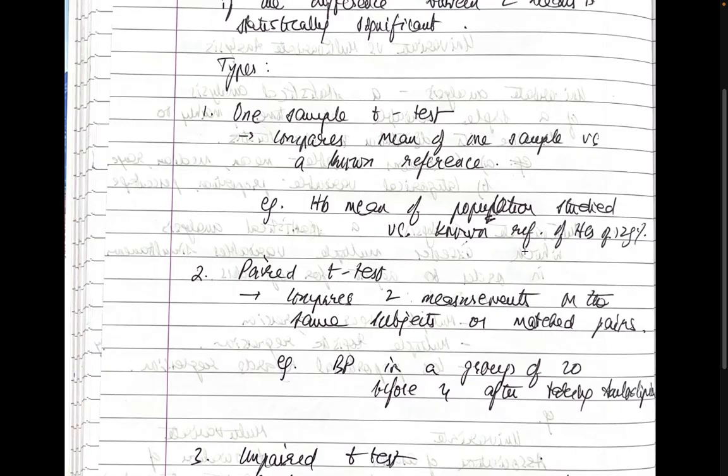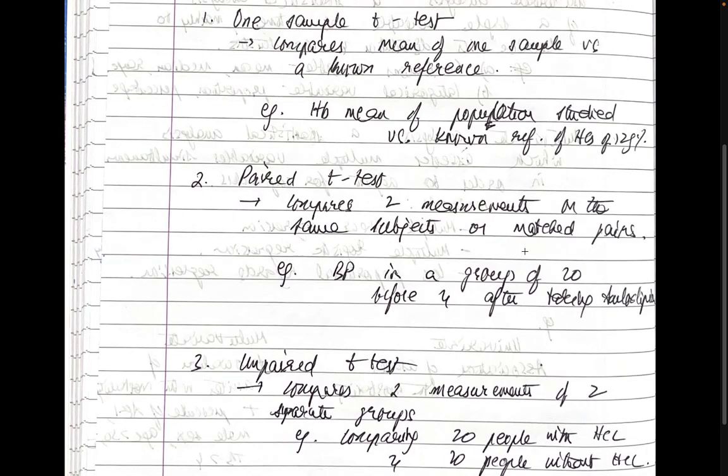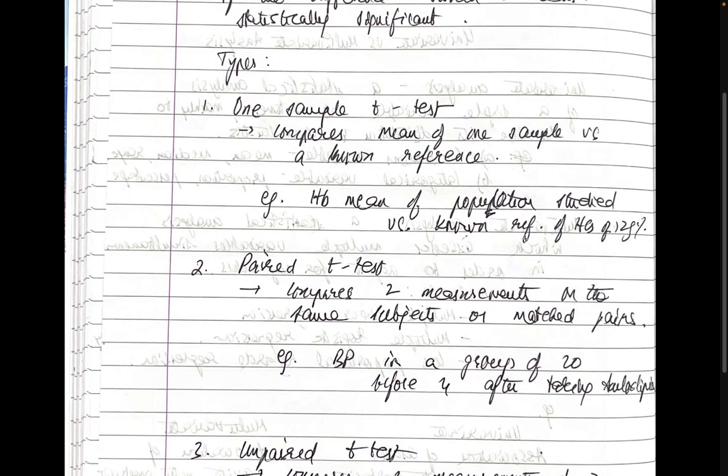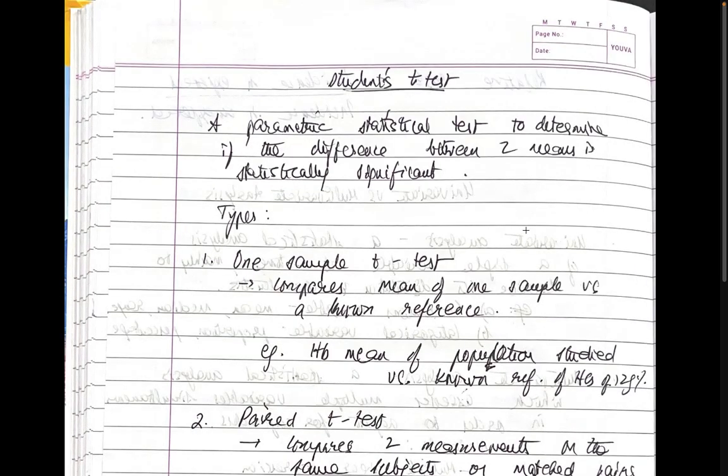Paired t-test compares two measurements on the same subjects or matched pairs. Example, BP in a group of 20 before and after taking amlodipine. Unpaired t-test compares two measurements of two separate groups. Example, you compare 20 people with HCC and 20 people without HCC, two groups that are not paired.